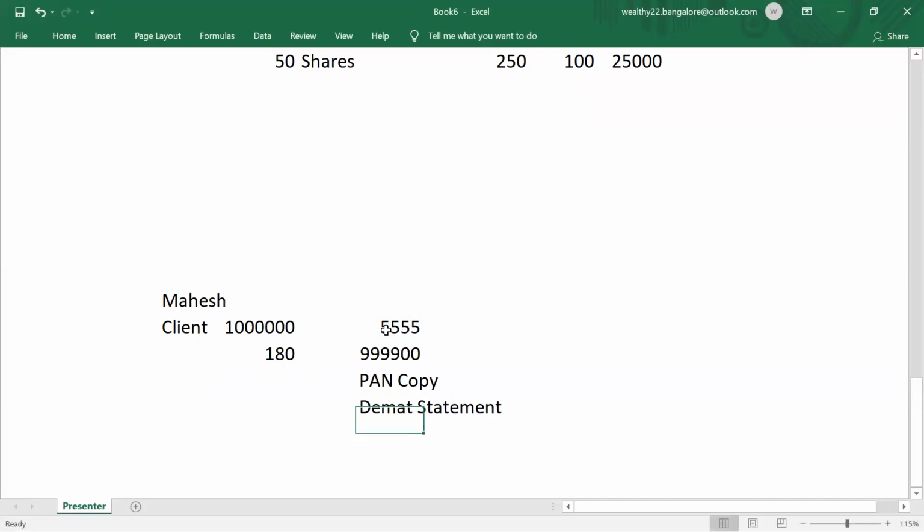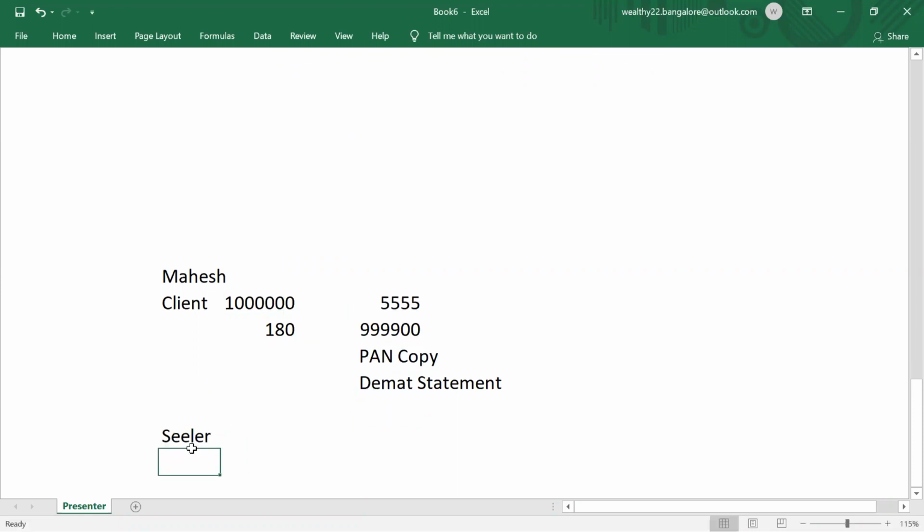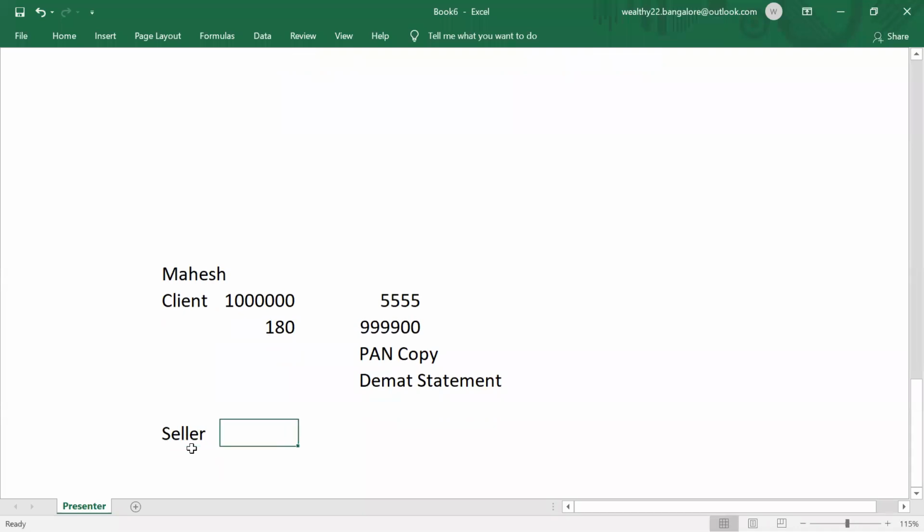Once you send us these two, PAN copy is basic KYC and DMAT statement is for transferring into that particular account. Before this, you can actually block the shares. You can tell them that this is the number of shares that you want to buy. Your RM will block the shares for you. And once the shares are blocked, you can make the payment on a second day or whenever we ask you to make the payment. Then these two documents, you need to send across. Then our seller, whoever is the seller, will transfer 5555 shares to the customer's DMAT account.